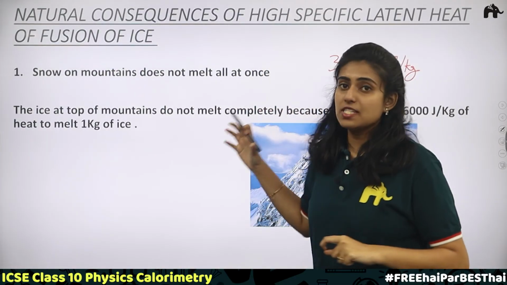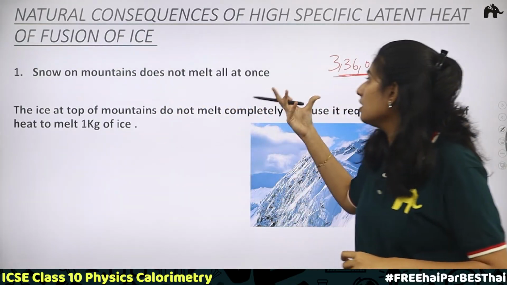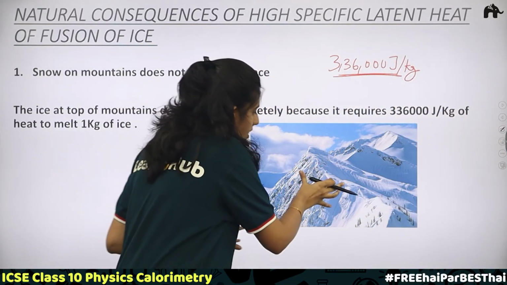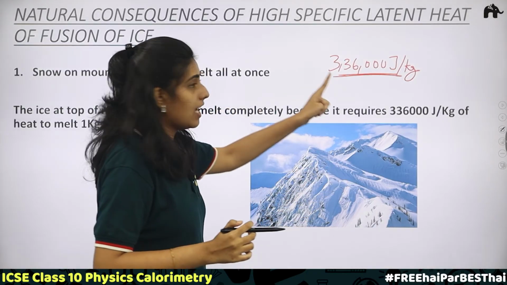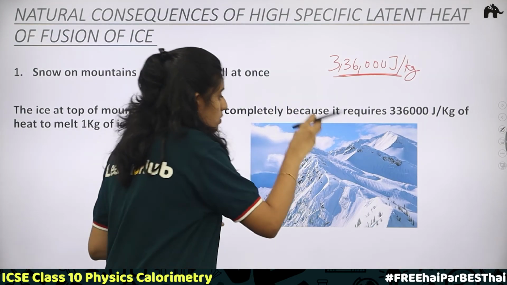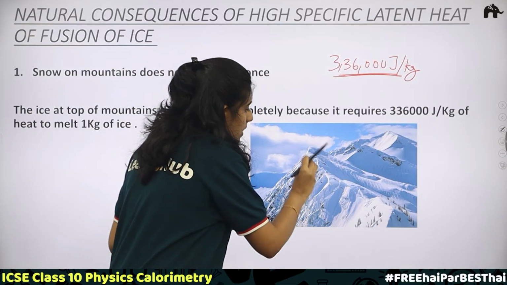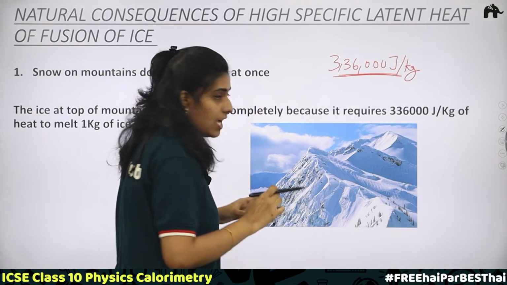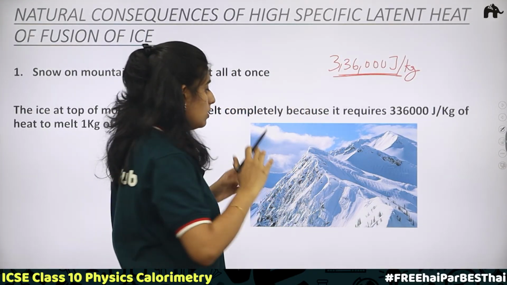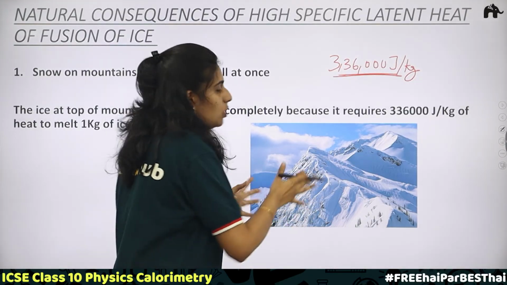Okay, so this high specific latent heat, what is the reason? First example we are taking is the snow on mountain does not melt all at once. When you take the snow on mountain, we have said that it is in the ice state. Okay, so here we know that the ice has a high specific latent heat, which means the heat from the sun will be used by this ice to get converted to water very slowly. Okay, if the specific latent heat of fusion of ice is very low, then what happens? With the heat energy from the sun, it will easily get converted to water, and it may create floods in the rivers. Okay, and there will be no water anymore.